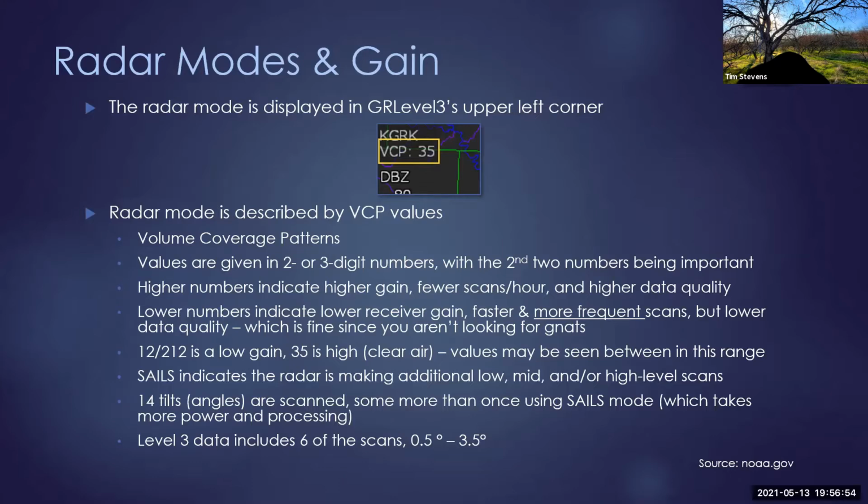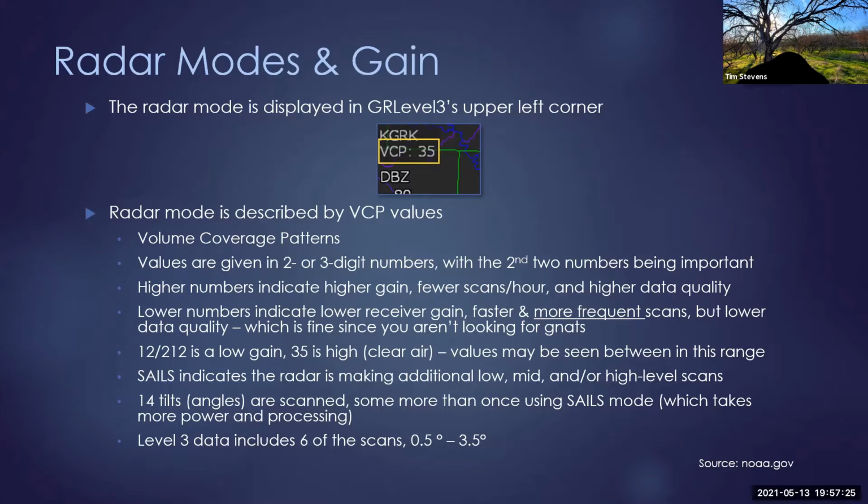In the lower right-hand corner of a GRLevel3 window, you'll see whether or not something called SAILS is turned on. What that does is it tells you that the radar is being made to make multiple passes. Perhaps every other or every 2 or 3 scans, it'll go back to the lowest level and resample and try to get a better idea of what's going on at the levels where you might have tornadic development or other features you want to know about that are going on closer to the ground.